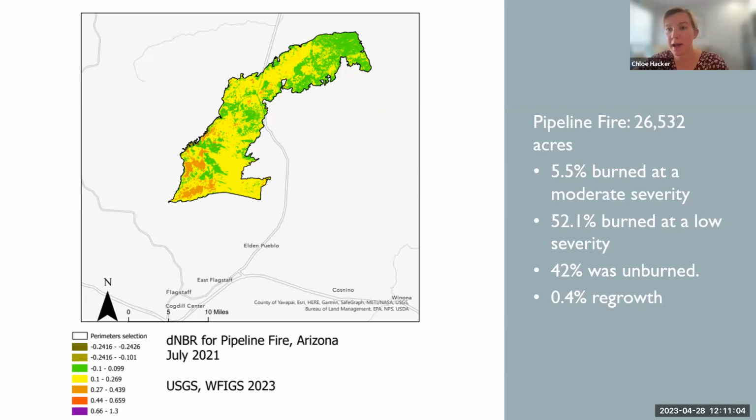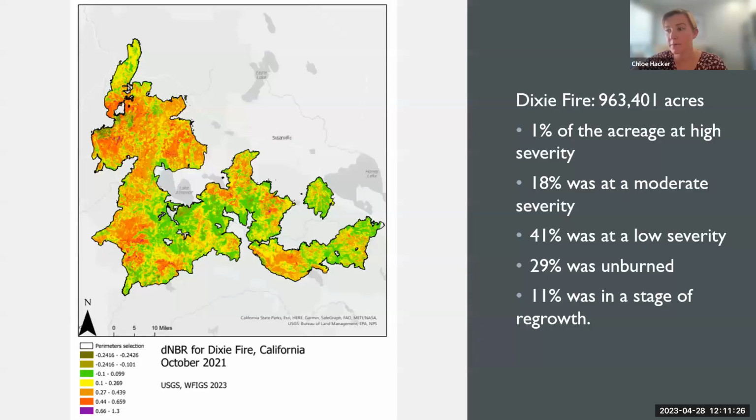And then once you have run this tool, you can do some further calculations, like specifically breaking down percentages of how much burned at what severity level. And, you know, from there, take it to your own interest. But that was one example. And then another example was the Dixie Fire in California, just to show a larger fire at 900,000 acres compared to the previous slide.